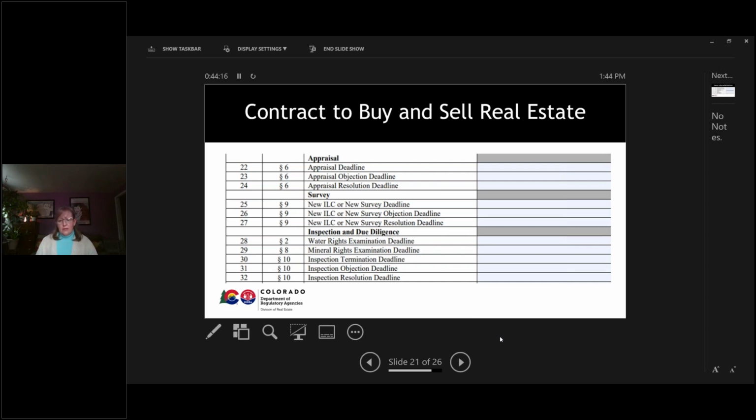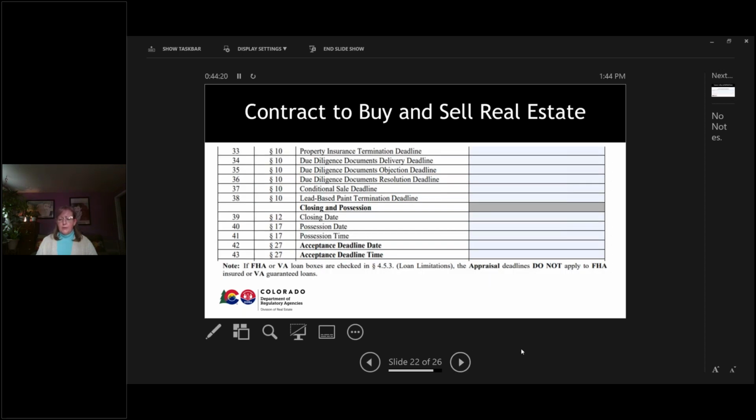Now, I said earlier that there's a lot of outs for this. The contract to buy and sell does give the buyer a lot of opportunity to raise different issues about the property or the transaction, and to request either resolution of those issues or to terminate the contract.